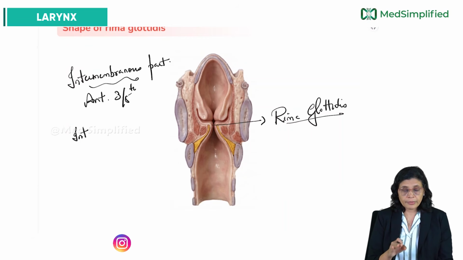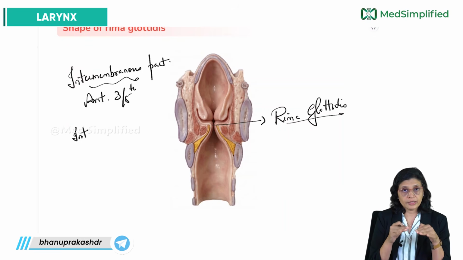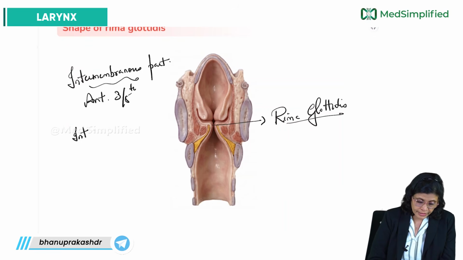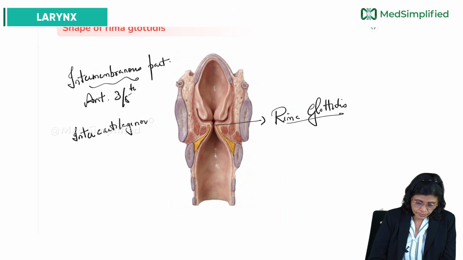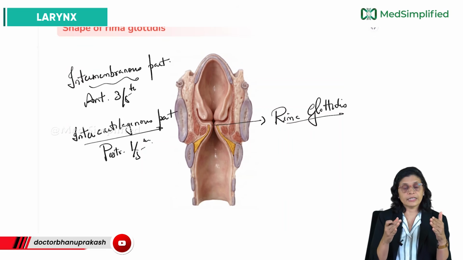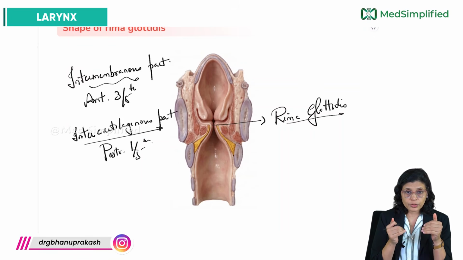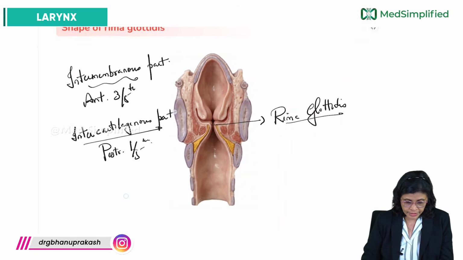Here you have to remember it's just a space. Between the two membranes, it is the intermembranous part, and that is in the anterior. And posterior, we will have the intercartilaginous part, in the posterior 1/5 to 2/5. So the intermembranous part is between the two vocal folds, whereas the intercartilaginous part is between the two arytenoid cartilages.